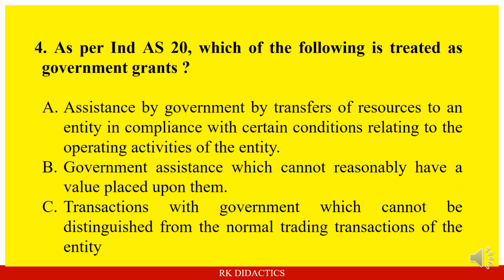Which of the following is treated as government grants? Assistance by government by transfers of resources to an entity in compliance with certain conditions relating to the operating activities of the entity. Government assistance which cannot reasonably have a value placed upon them. Transaction which government cannot be distinguished from the normal trading transactions of the entity.